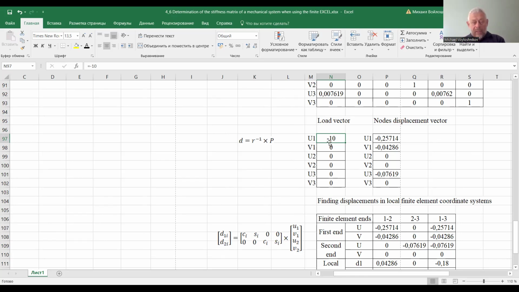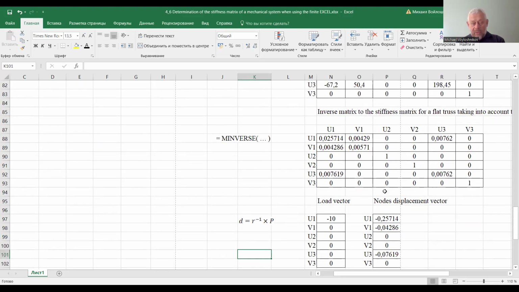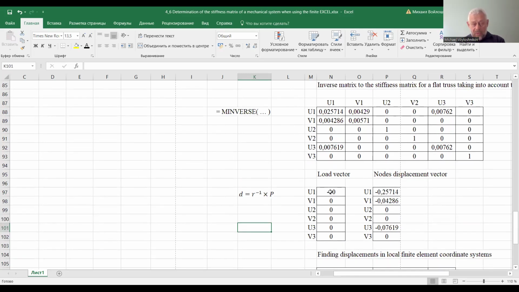And having this load vector, we can find the vector of the displacements of nodes in the global coordinate system. How will we do that? We have to find the product of the inverse stiffness matrix of the integral mechanical system in the global coordinates. We have to multiply this onto the load vector in the global coordinate system, and the result of this product is the node displacement vector.